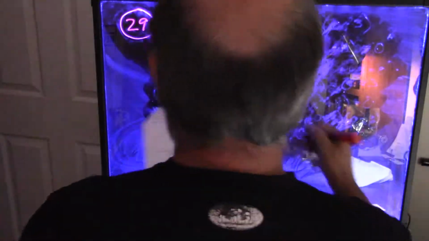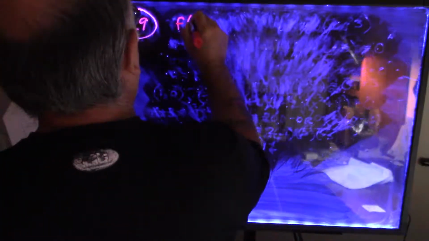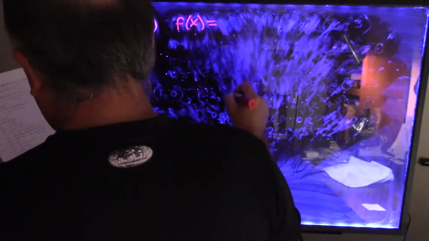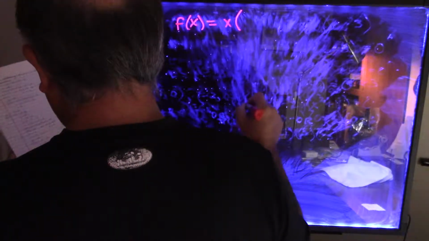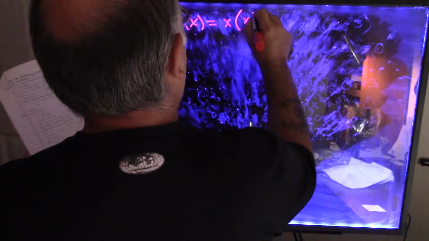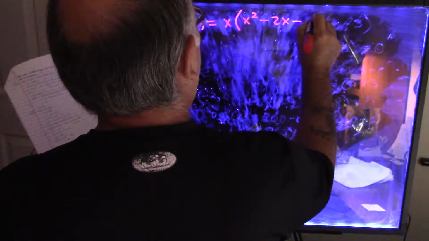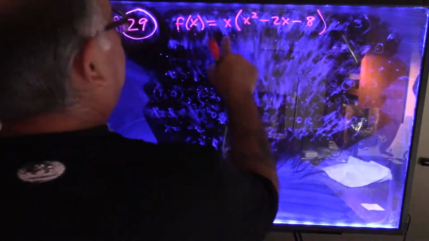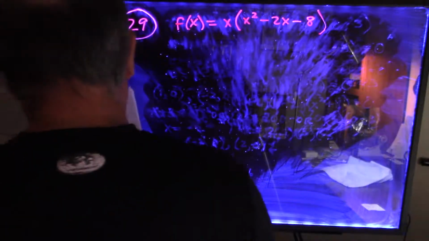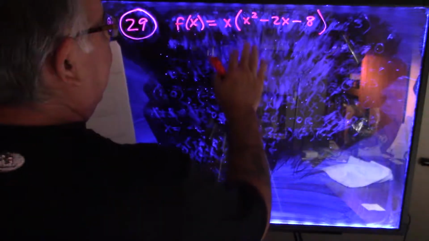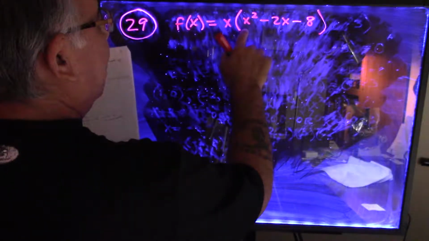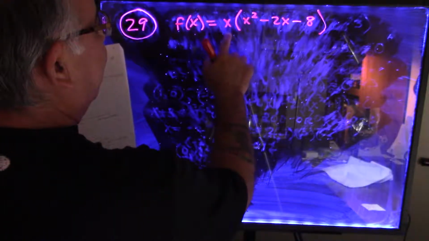Number 29, we have f of x equal to x times the quantity x squared minus 2x minus 8. Now we could distribute the x through, but when we set this equal to 0 for the x-intercepts, that would make it harder to solve. So we'll leave it in factored form.